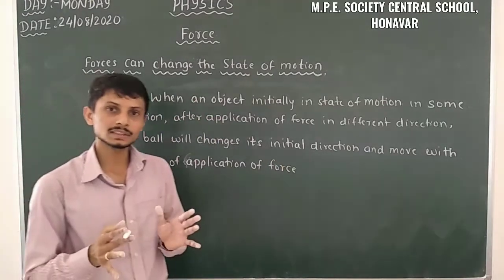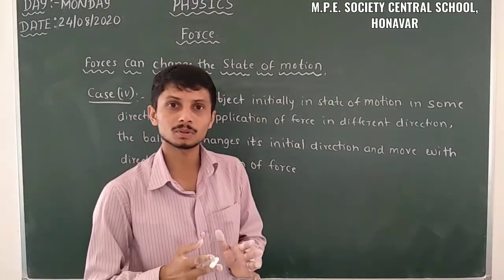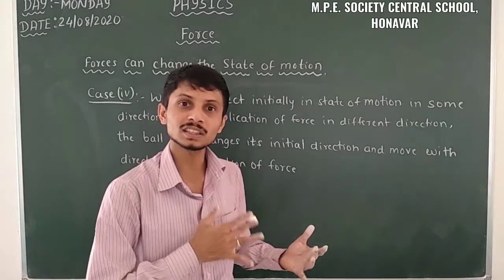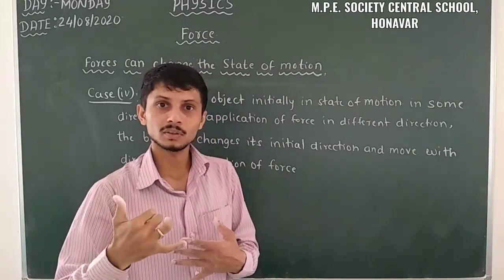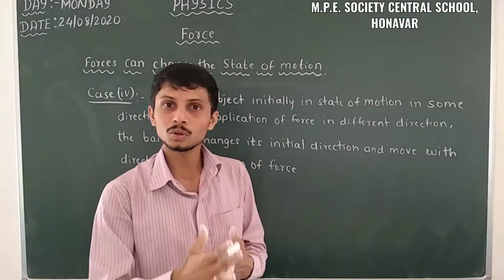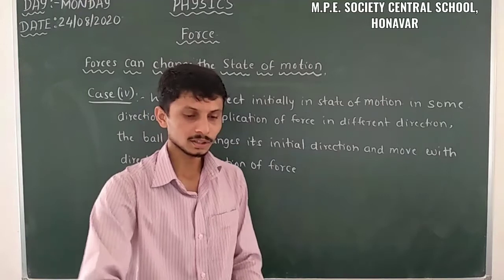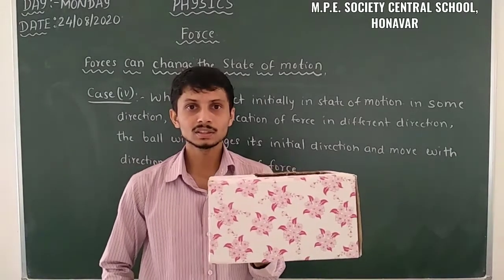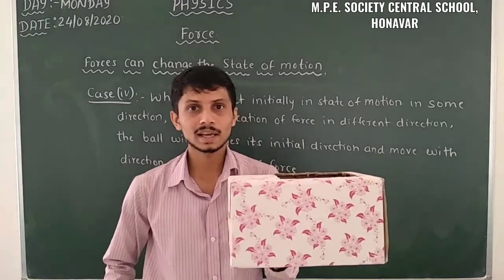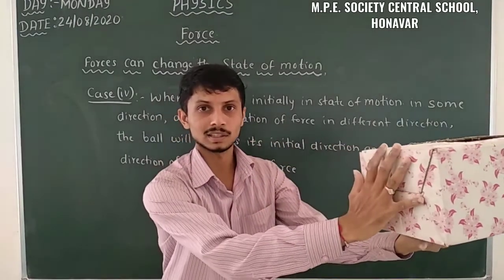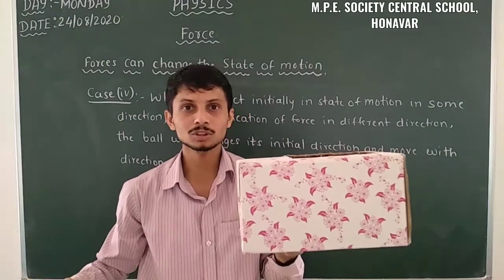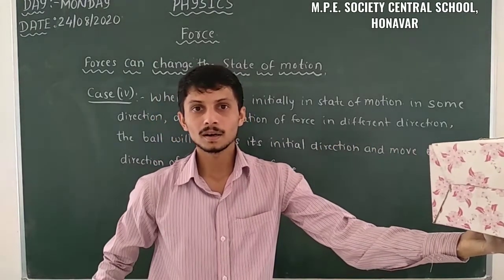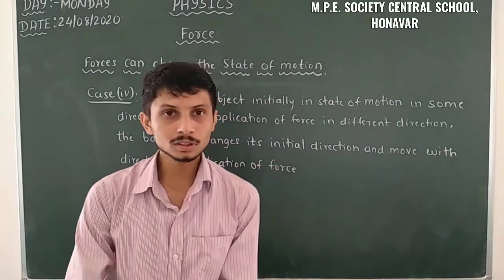So here the ball is initially in a state of motion in a particular direction. We want it to move in a different direction, which means we have to apply force in the direction we want. For example, this box is initially moving in this direction. When I apply force in this direction, it moves like this. That means it changes direction. Initially it moves in this direction, and after application of force in this direction, it will move in the direction of the applied force. So this is about the four cases.